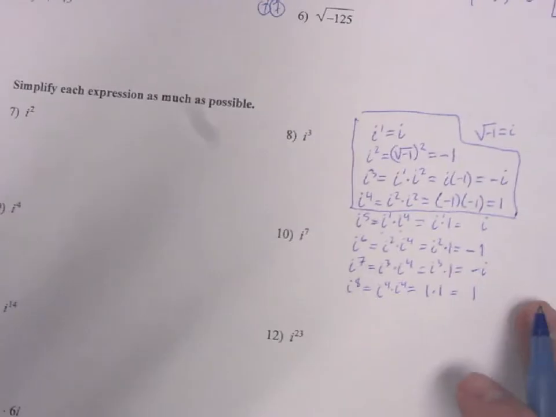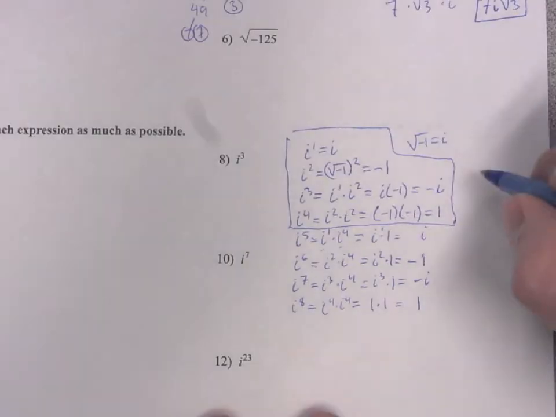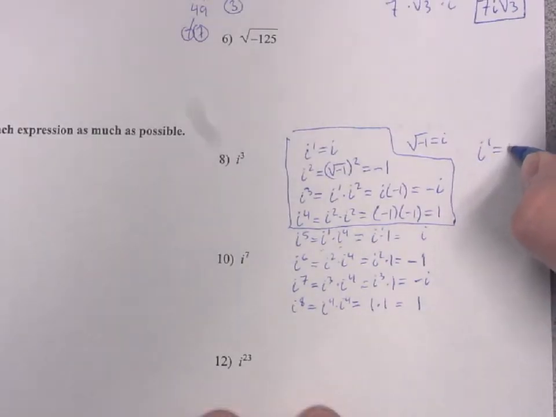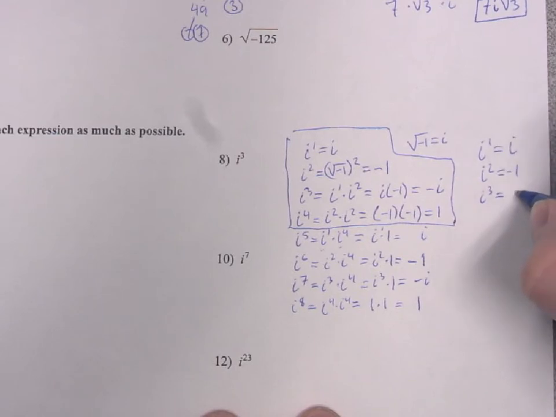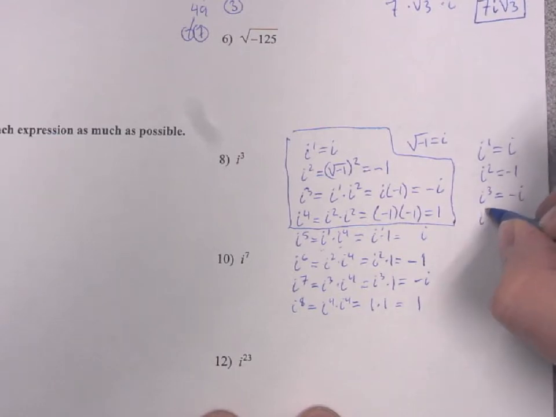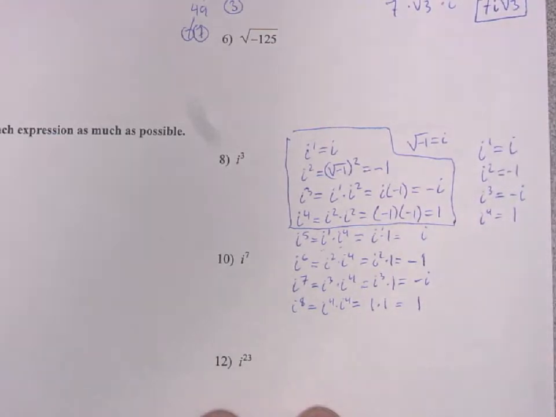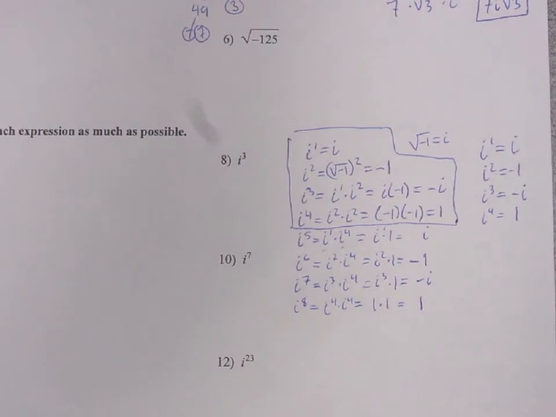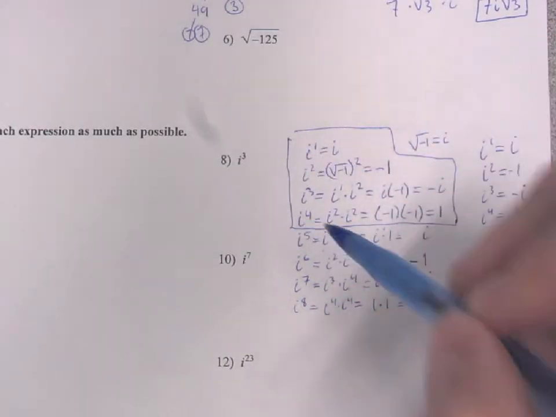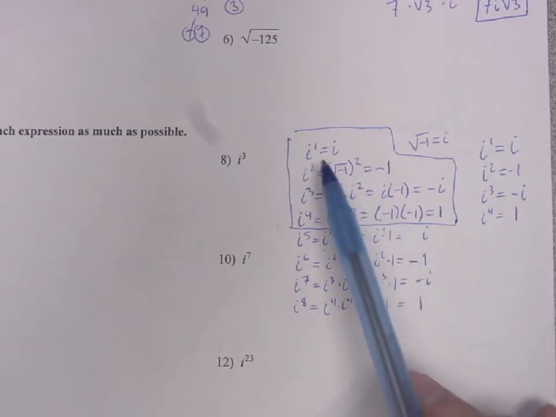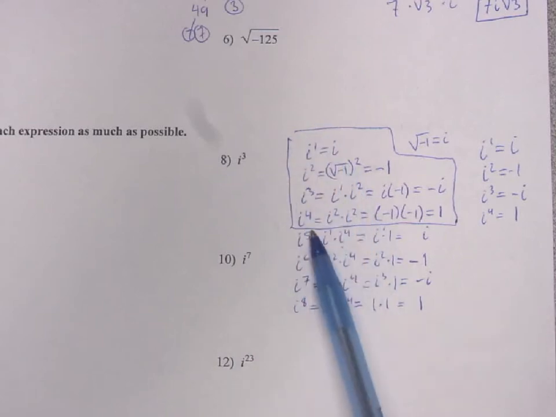Now we might want to rewrite these a little bit more clearly so we can see. I to the 1 equals I, I squared is negative 1, I to the 3 equals negative I, and I to the fourth equals positive 1. Those are the only 4 options you're going to get for a power of I. It just keeps repeating.